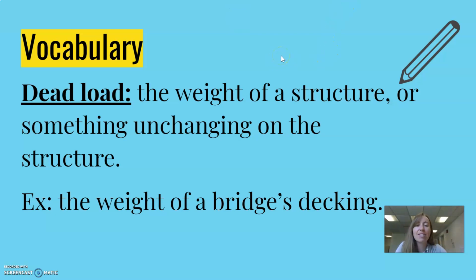So dead load is the weight of a structure or something unchanging on the structure. They call it a dead load because it's not moving at all. An example of a dead load is the weight of the bridge's decking. The decking is the part that a car would drive across. Some other dead loads are maybe the pillars on the bridge, or a fence if the bridge has a fence. Anything that's staying still on a bridge would be part of the dead load.